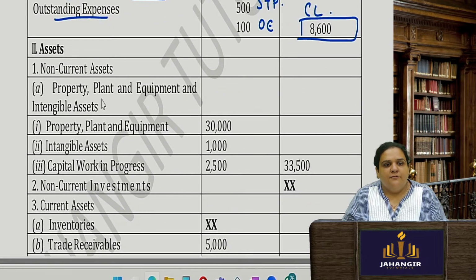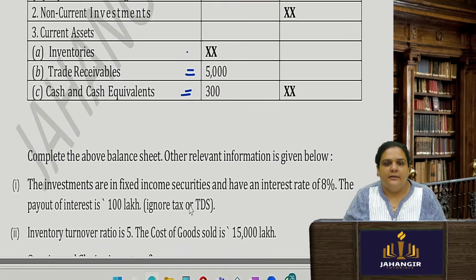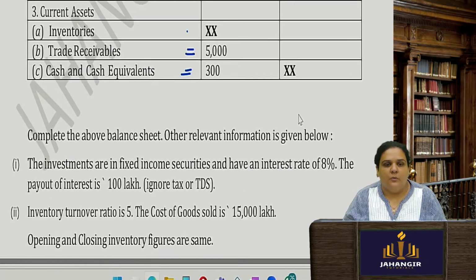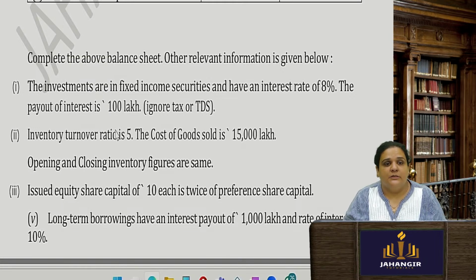Then in case of non-current assets, you have property, plant and equipment 30, intangible assets 1,000 and capital work in progress 2,500. So the total is coming to 33,500. Non-current investments they have not given. In current assets, inventories they have not given. Trade receivables, cash and cash equivalents they have given. So the total also we will not know. We have to complete the balance sheet with all this other information.